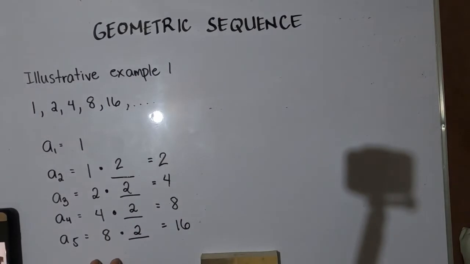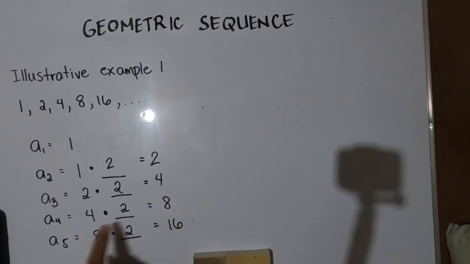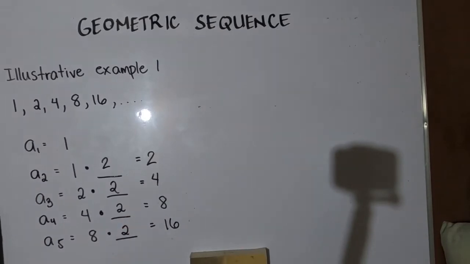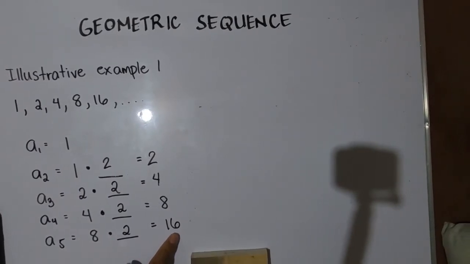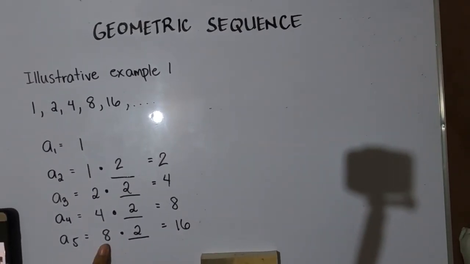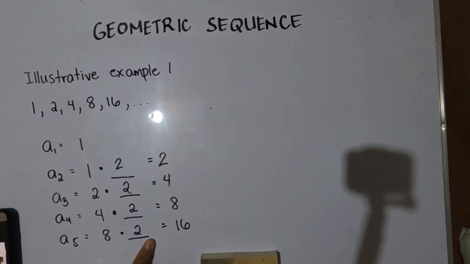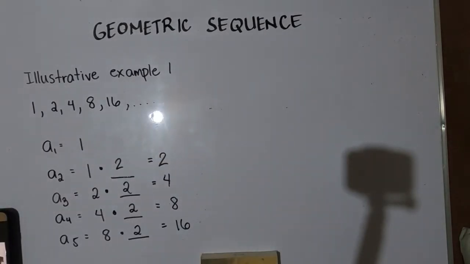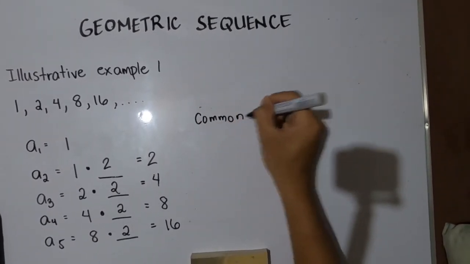Another, if you take the ratio of the fourth term 8 and its previous term 4, the ratio remains 2. And lastly, if you take the ratio of the fifth term, which is 16, and its previous term, which is 8, the ratio remains 2. Therefore, the ratio of two consecutive terms in a geometric sequence remains constant. And that is what you call the common ratio.